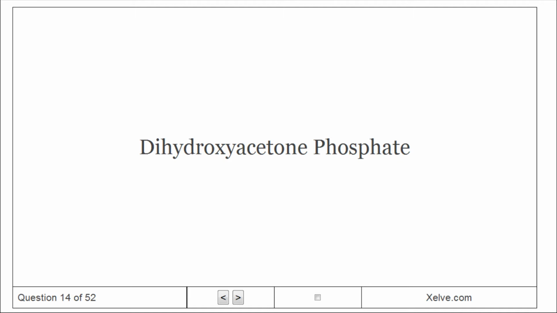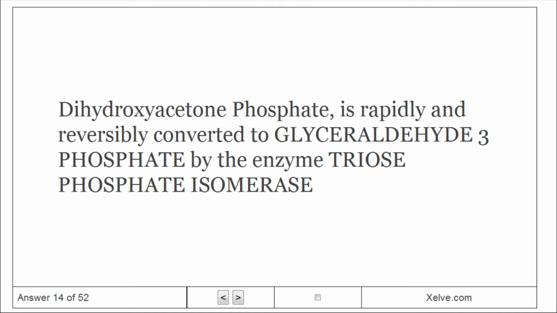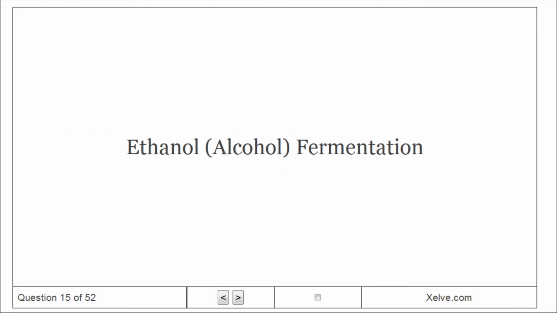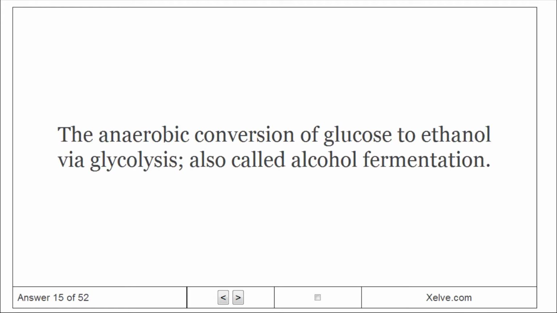Dihydroxyacetone phosphate. Dihydroxyacetone phosphate is rapidly and reversibly converted to glyceraldehyde 3-phosphate by the enzyme triose phosphate isomerase. Ethanol fermentation. The anaerobic conversion of glucose to ethanol via glycolysis, also called alcohol fermentation.